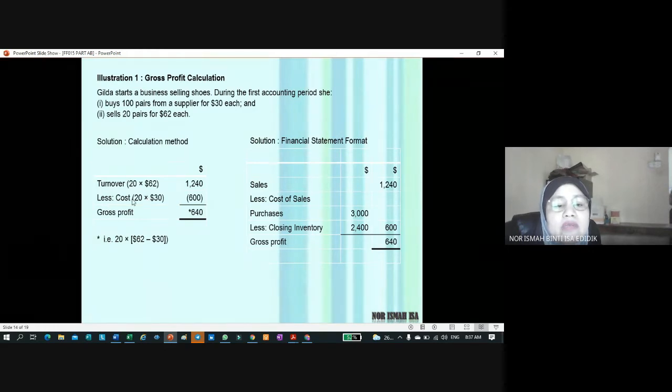So only 20 units, you multiply with the 30 cost, you will get 600. So as a result of that, you will get a gross profit of 640. Or another way to do the calculation, you just take the markup per unit, the profit per unit, which is 62 minus 30, you get 32, the markup or the profit.